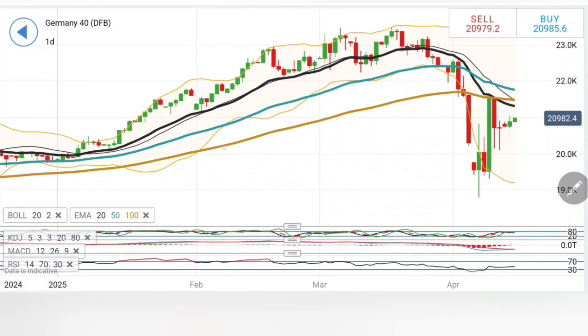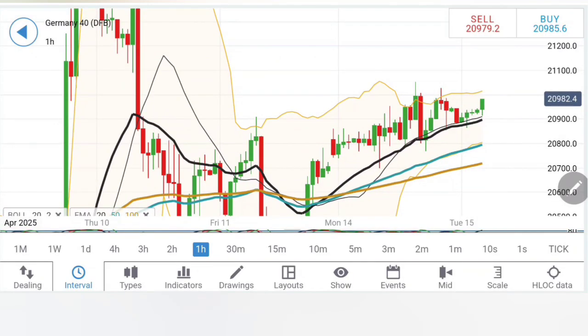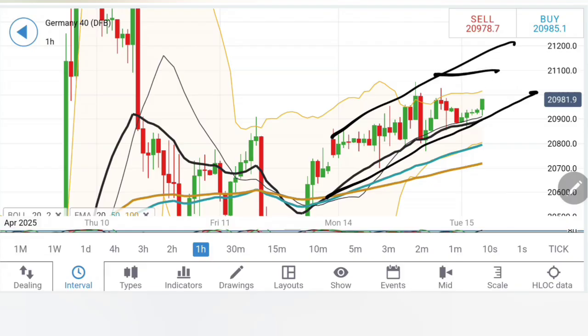Now look at Germany 40. See, very clear what a good support it has taken from the 20 period. Thus, the only selling entry now is below 20,900. As long as it stays above 20,900, it is not going to fall into bearish territory. It is still staying bullish, delivering higher lows, higher highs.